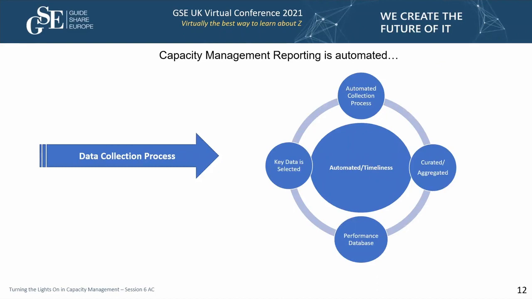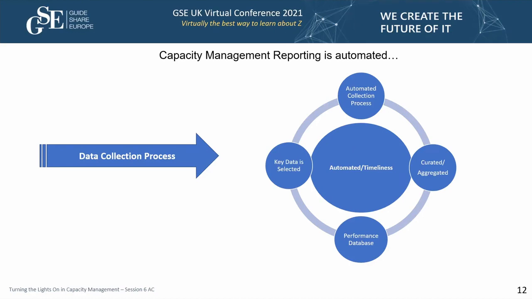So the collection process, we want to have it as automated as much as possible. So with automated collection, we basically have this thing running. If we can do the near real-time collection, that process is running throughout the day. It's getting the data, it's curating it. We need to understand what the key data is. We don't want to store the entire record.